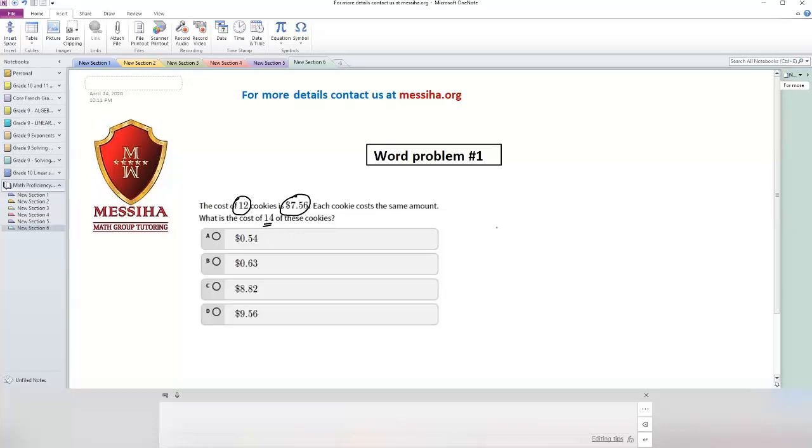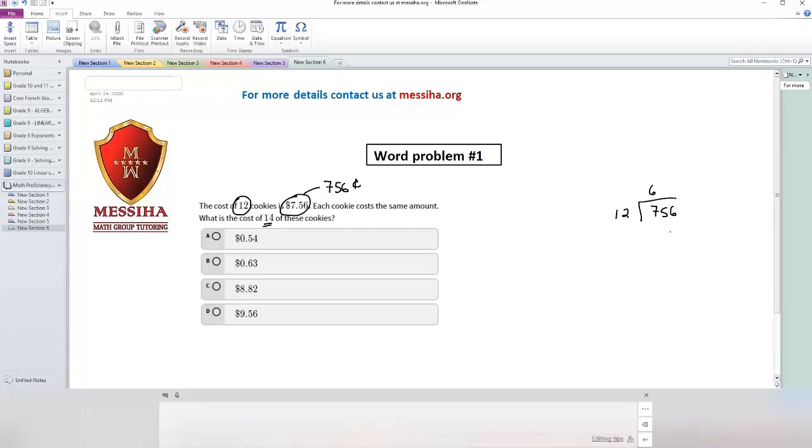So let's see the price of one cookie. Since we know it's going to be in cents, not in dollars, I can convert the $7.56 to cents, which means 756 cents. So I'm going to write this number, 756, and divide it by 12 cookies. Can I divide 7 by 12? No, so I'm going to take the 75. 75 divided by 12, I can assume maybe 6, we'll check.